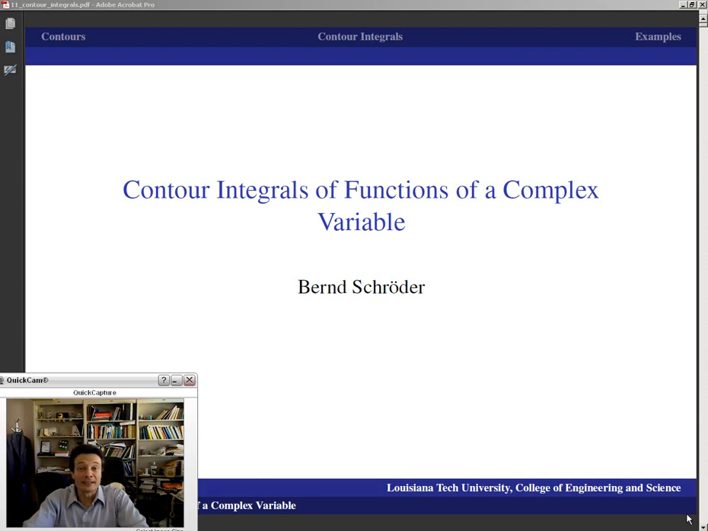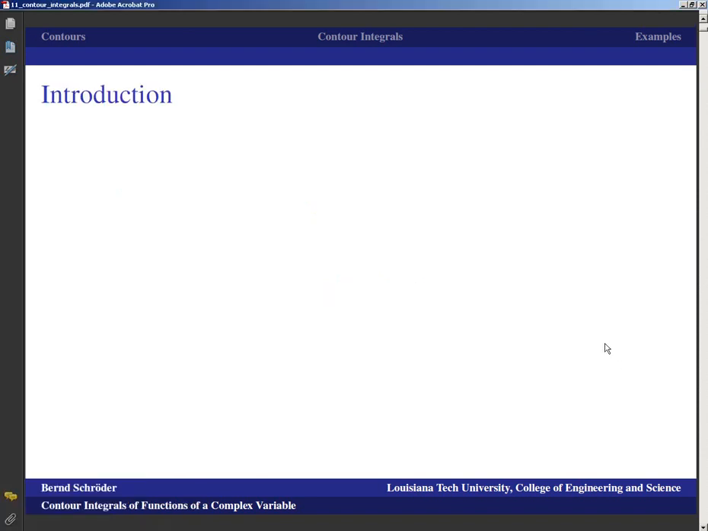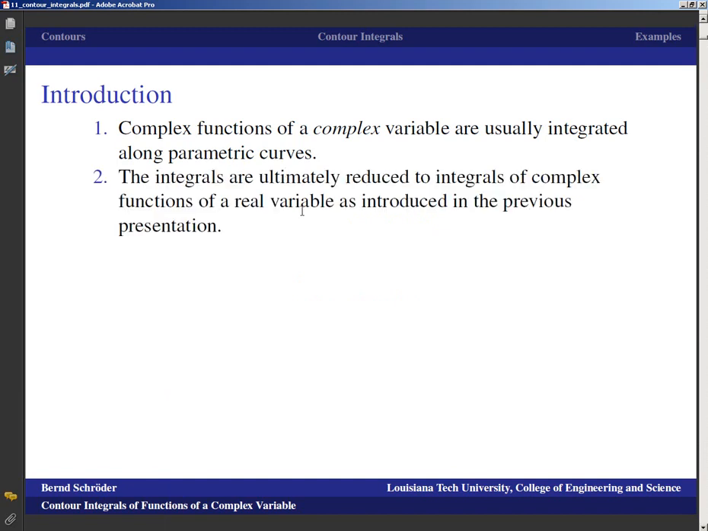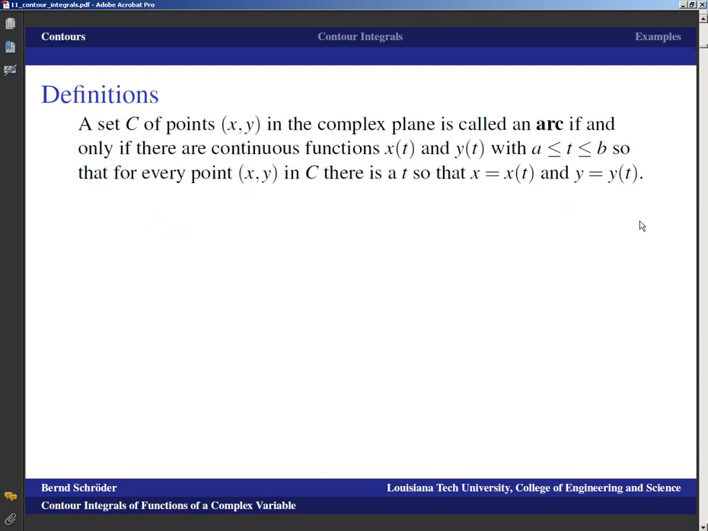Right, so now that definite integrals of functions of a complex variable have been defined, we can go straight to contour integrals. The idea is that complex functions of a complex variable are usually integrated along parametric curves, and the integrals are ultimately reduced to integrals of complex functions of a real variable, as introduced in the previous presentation, which means that we've got all the tools needed to get going. First of all, we want to talk about these contours.